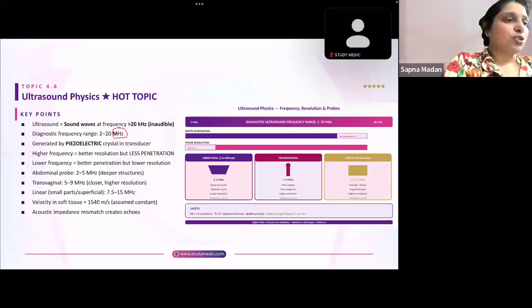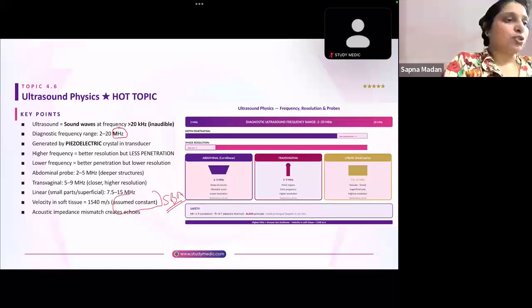The speed of sound in soft tissue is about 1540 meters per second, and this is assumed as a constant. Okay, acoustic impedance mismatch creates echoes. So if there is acoustic impedance mismatch when the wave is traveling, then there will be production of echoes.